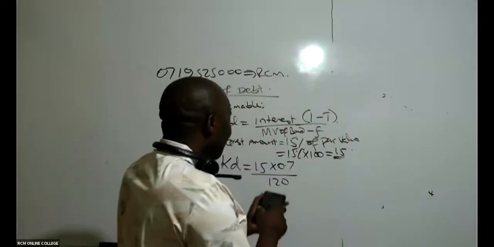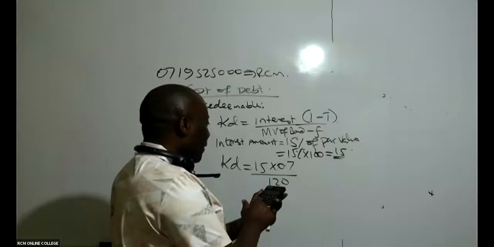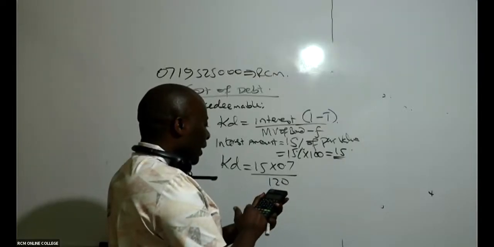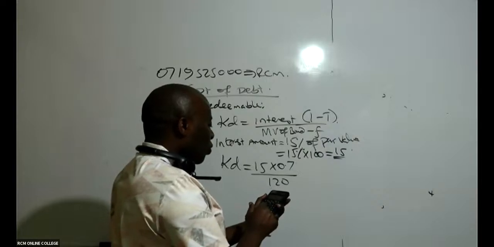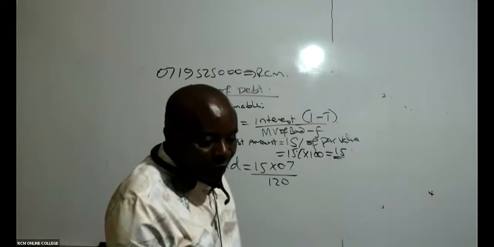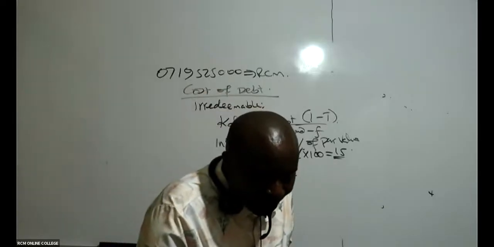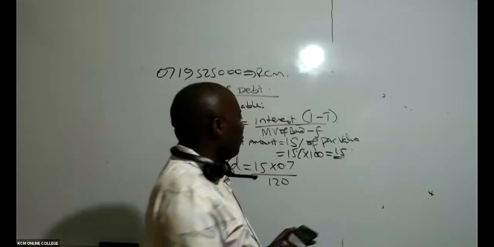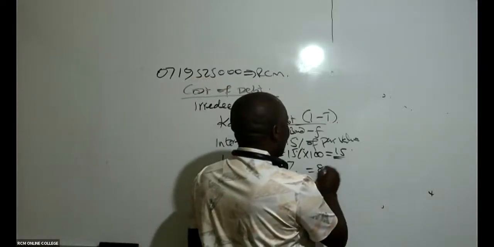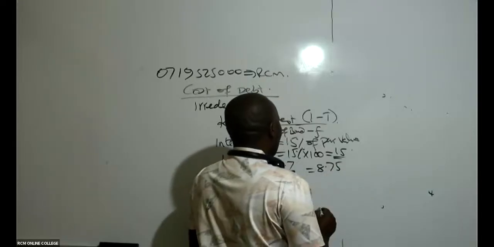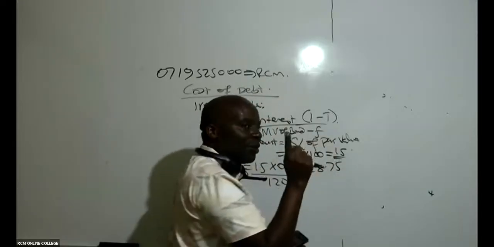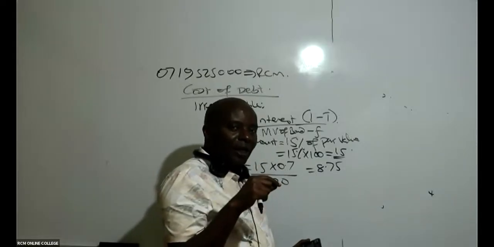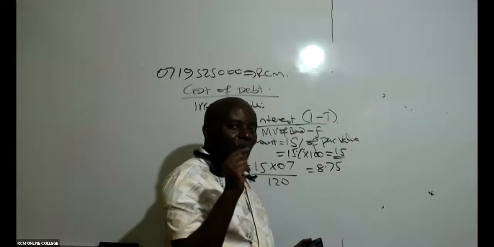So then I pick up my calculator. I say 15 times 0.7 divided by 120. Whatever I get, I say times 100. Then, ladies and gentlemen, I'm at home. What are you guys able to get? Caroline, I don't know how you're getting 9.5, because I'm getting 8.75. Remember, the tax rate has been given in the question as 30%. So I should say 1 minus 0.3, which is 0.7.